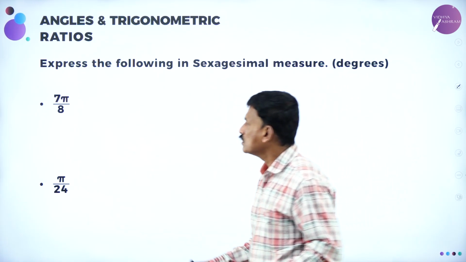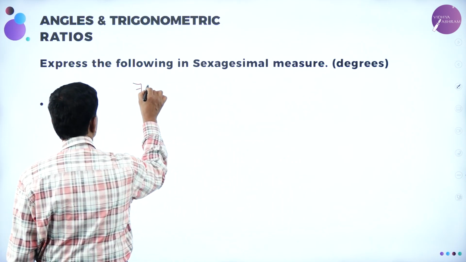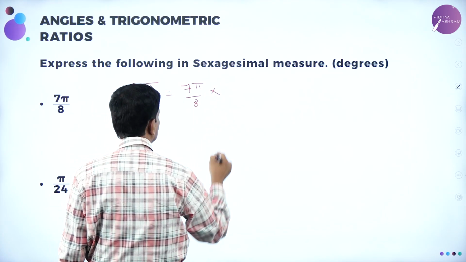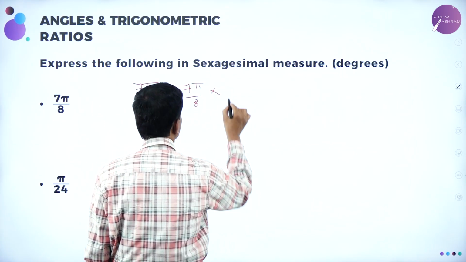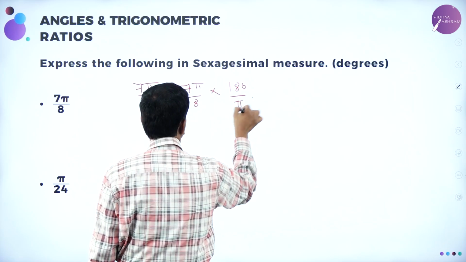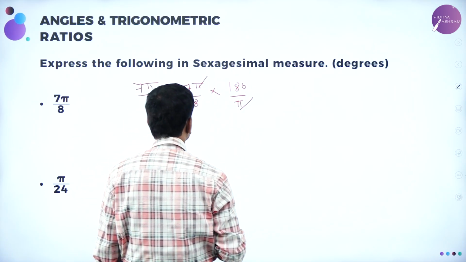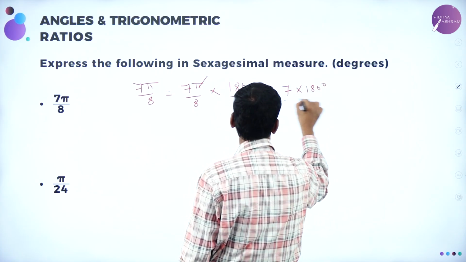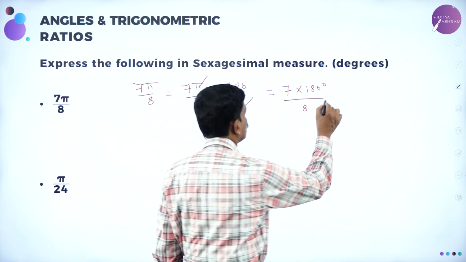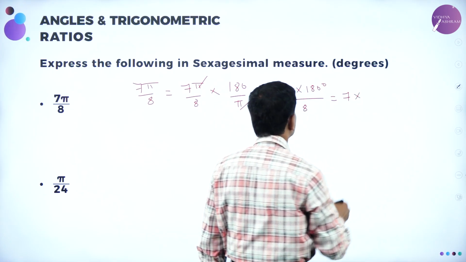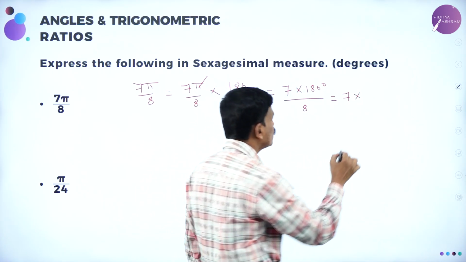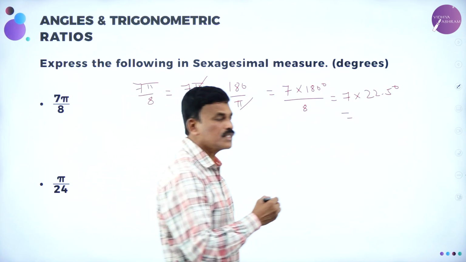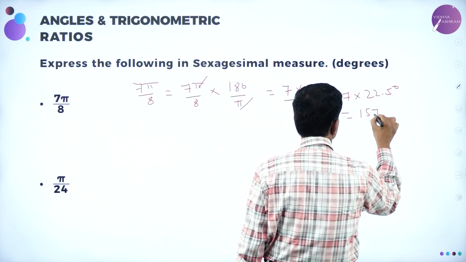7 pi by 8. 7 pi by 8 can be written as 7 pi by 8 into, what is the formula? 180 by pi. Pi and pi get cancelled. Divide this. 7 into 180 divided by 8. So, this is equal to 7 into 180 divided by 2 is 22.5 degrees. That's equal to 157.5 degrees.